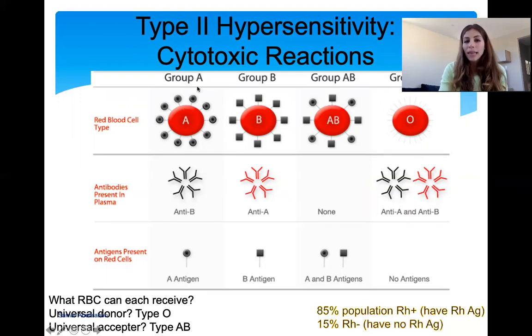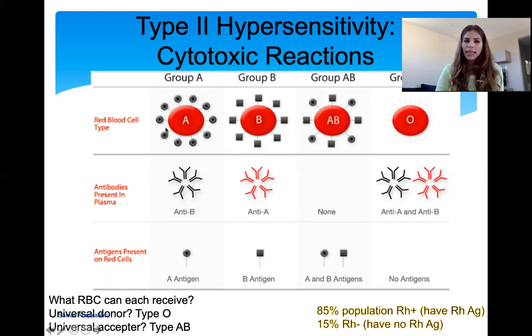So type A blood can receive A blood and O blood. O blood is the universal donor because it doesn't have any antigens to stimulate antibodies. Type AB blood can accept blood from anyone. They're the universal acceptor. And so go through each one and make sure it makes sense.